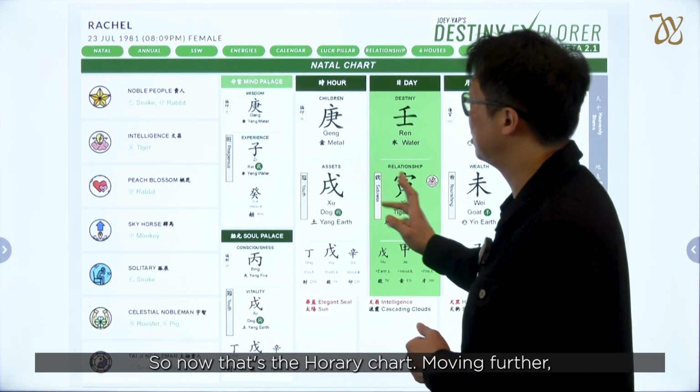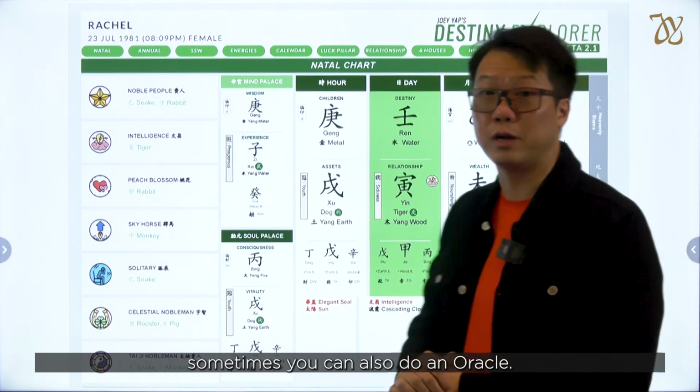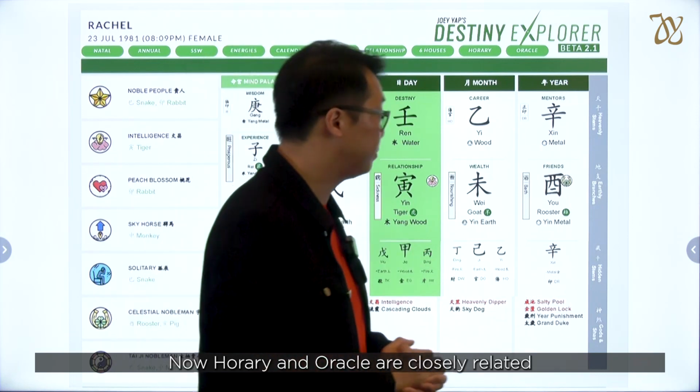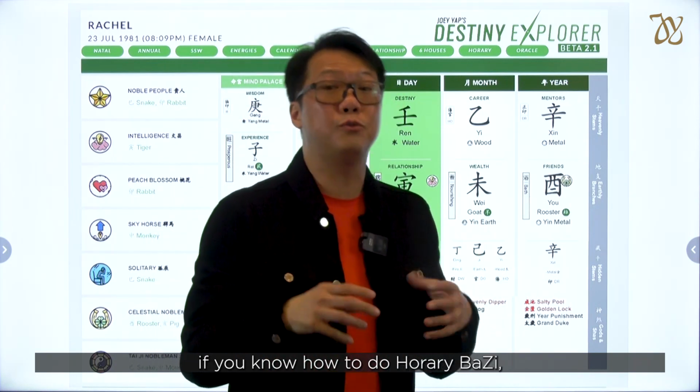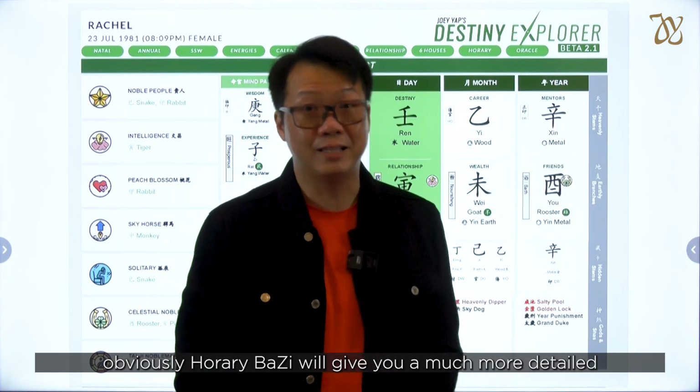So now that's the Horary chart. Moving further, sometimes you can also do an oracle. Now, Horary and Oracle are closely related. If you know how to do Horary BaZi, obviously Horary BaZi will give you a much more detailed analysis.